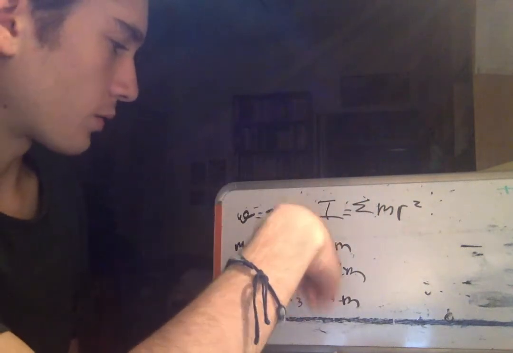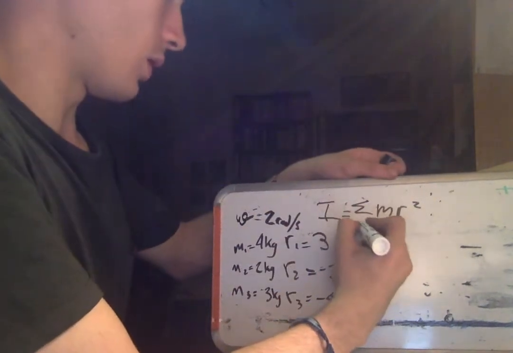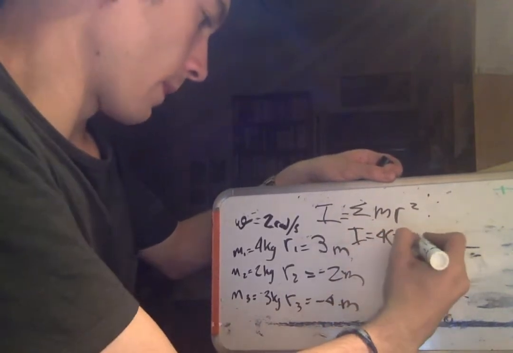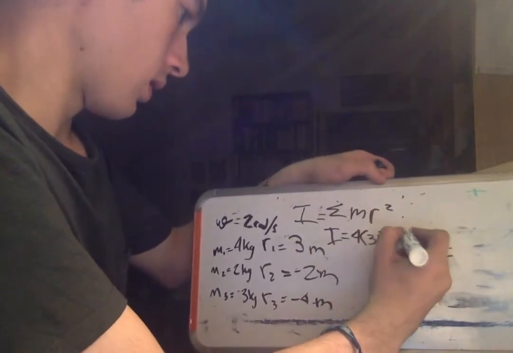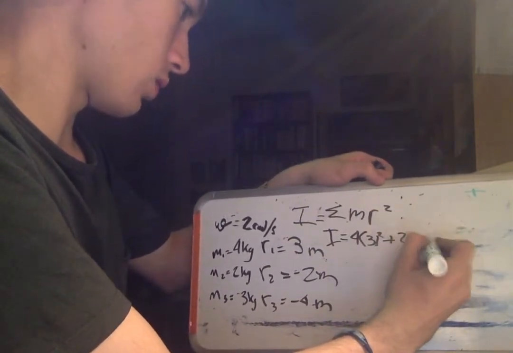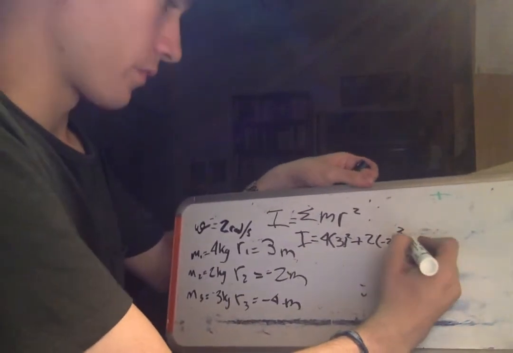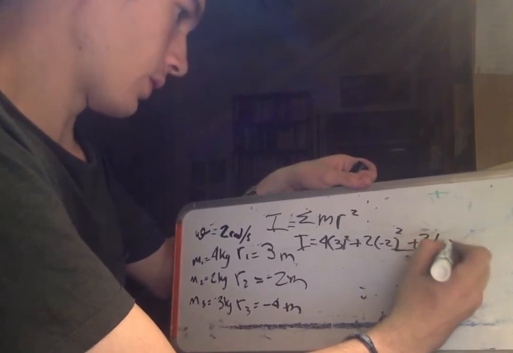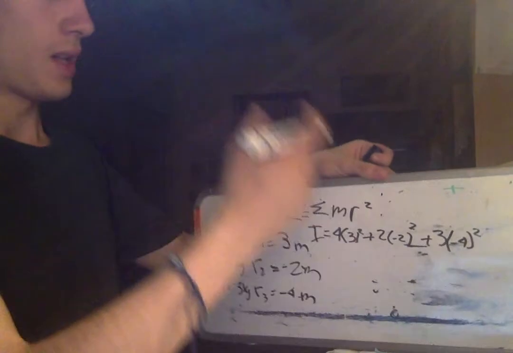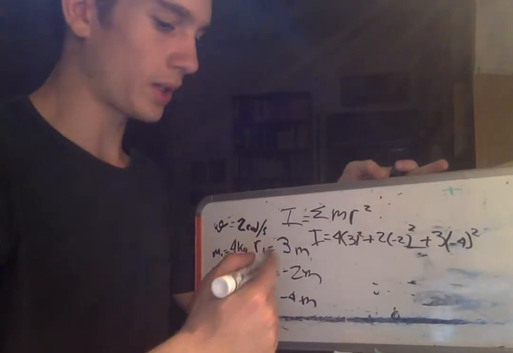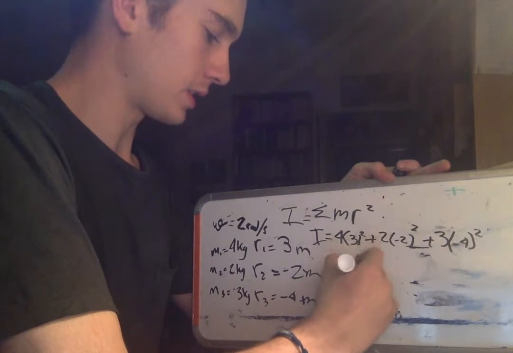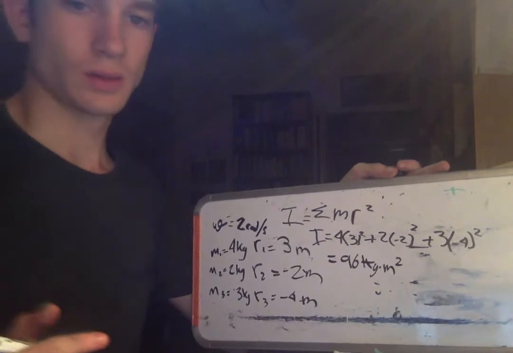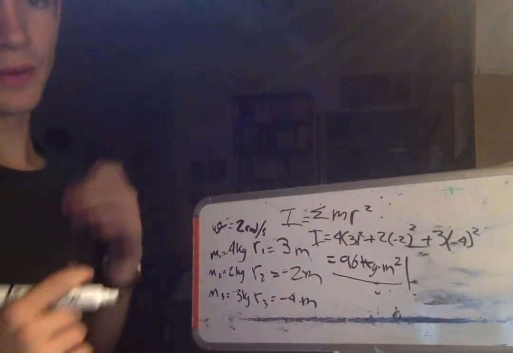And since we got three masses and three radiuses, all we have to do is do the inertia equals 4 kilograms times 3 squared plus 2 kilograms times minus 2 squared plus 3 kilograms times minus 4 squared, right? And this is how we get it, and we get an inertia of 96 kilograms times square meter. There we go, 96. That's our first result, alright?